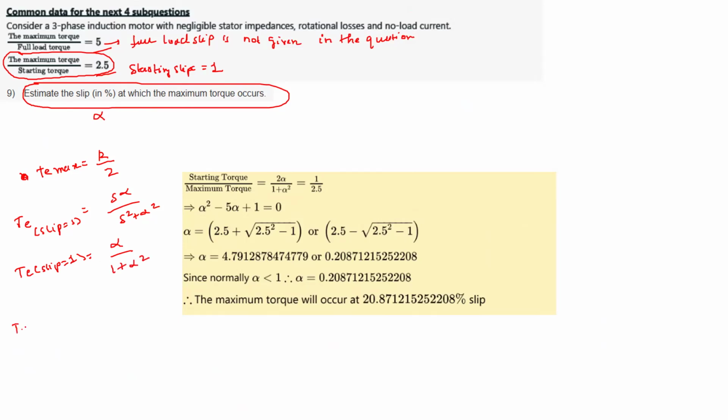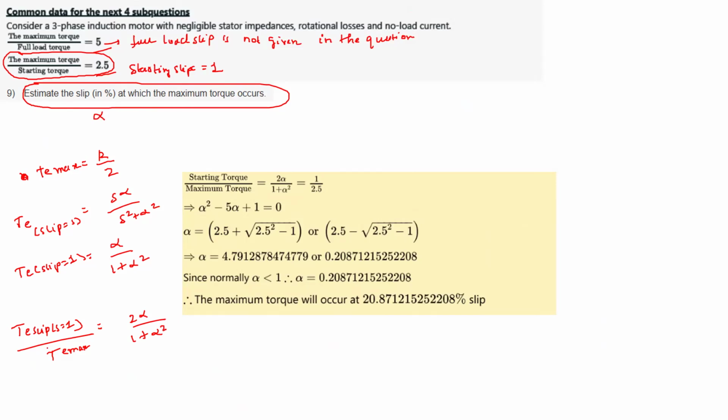If we take the ratio of the two, T max by T at slip 1, or maybe take the other ratio, which will give you something you are seeing continuously. Let us say this is T at slip S equal to 1 by T max. This will give you 2 alpha by 1 plus alpha square.